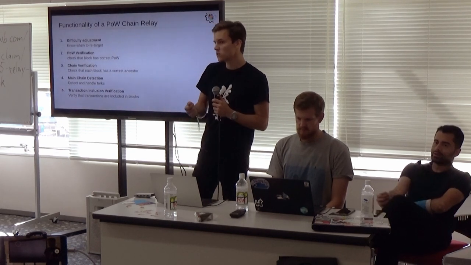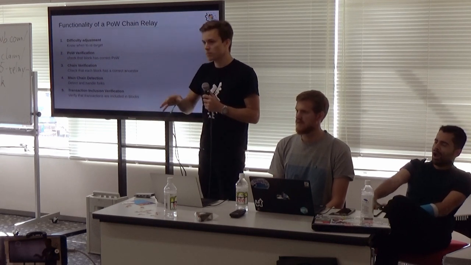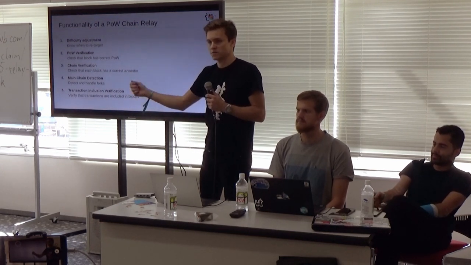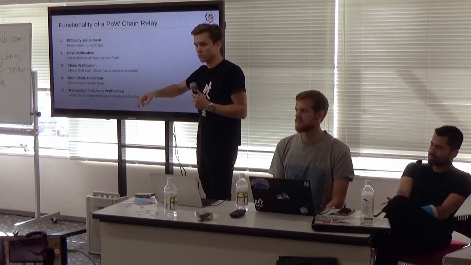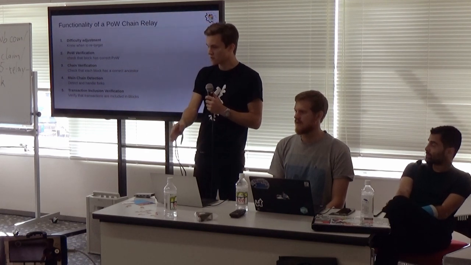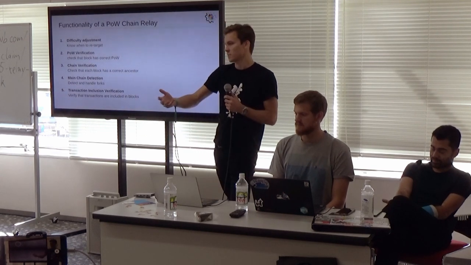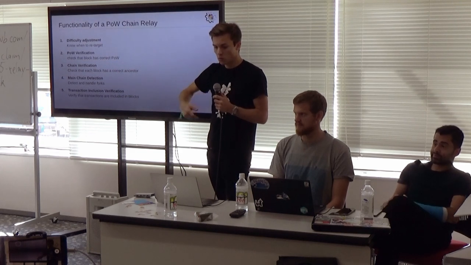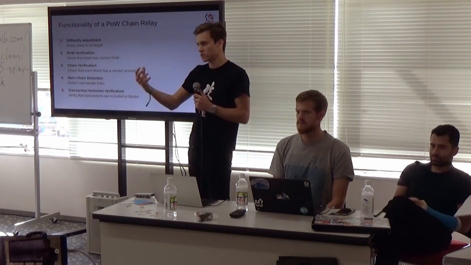The first thing is we need to be aware of the difficulty adjustment. Since we know that in Bitcoin the difficulty is switched every 2016 blocks, and in Ethereum it's different, we need to make sure that our chain relay program knows what difficulty is expected at this point in time. Otherwise, I could submit blocks which are too easy. Next, we have to verify the proof of work. That's clear. We have to check that each block that we submit is an ancestor, right? Because we want to make sure it's a chain.